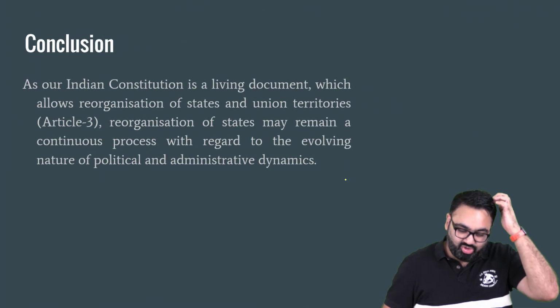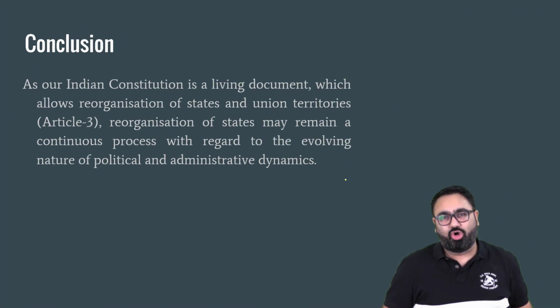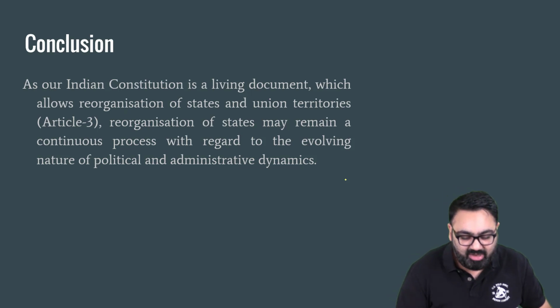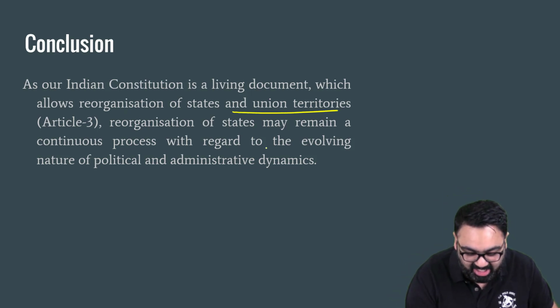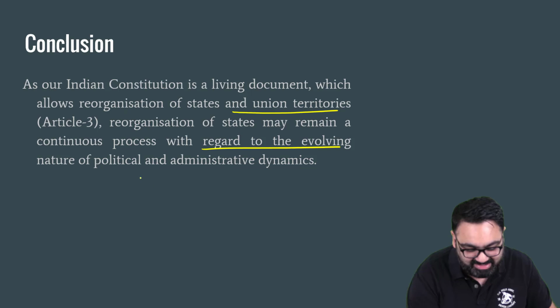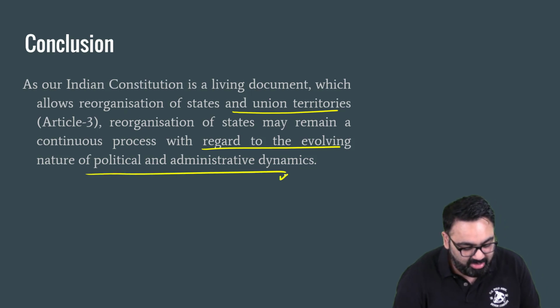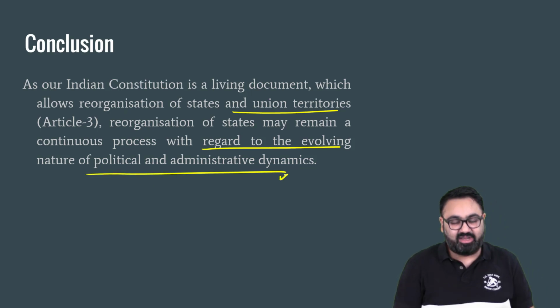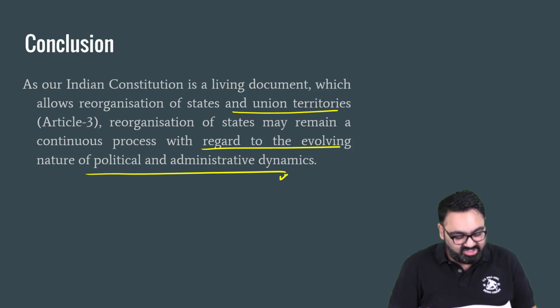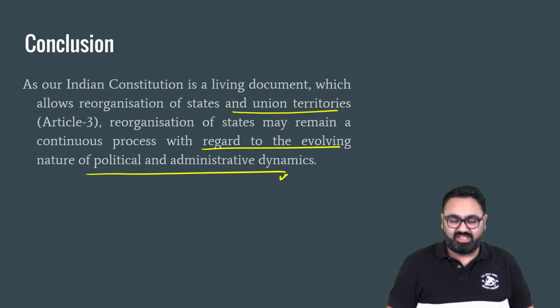Then we write the conclusion part about how our constitution allows this reorganization of states and union territories. It's a continuous process, and the process is given under Article 3, which has been used by different governments for dividing states and territories as per administrative and political convenience. So this is how we can write this particular answer. I hope this clarifies any doubt that you might have regarding dealing with this kind of question.